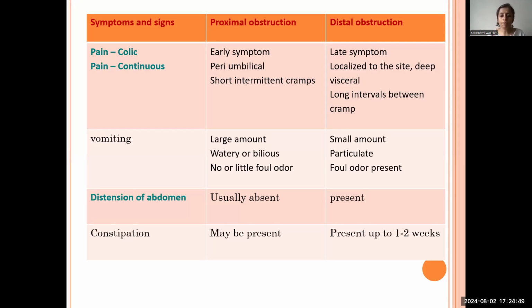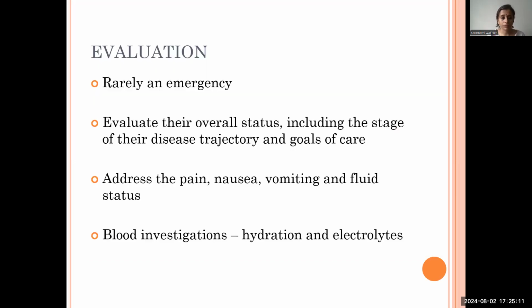Usually, when it is a proximal obstruction, there won't be much distension. The tube of the wash basin will be absolutely fine because the block is somewhere up. But if the block is somewhere down, there can be distension of the abdomen. Constipation may or may not be present in proximal obstruction, but in distal obstruction, constipation can be weeks long.